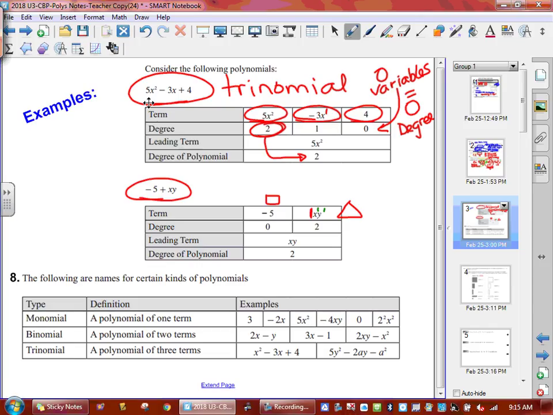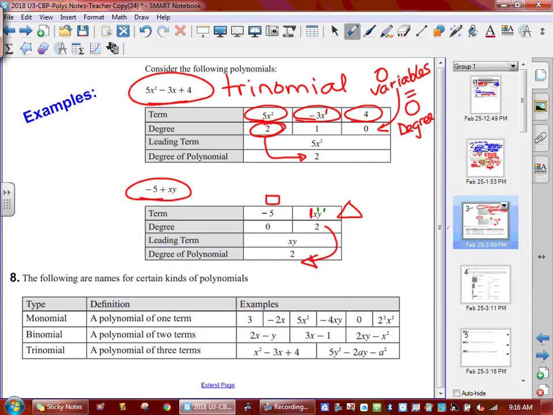So our leading term is the one with the actual biggest degree. Well, if we've got a degree 0 and a degree 2, 2 wins big time. So that means the leading term is actually the xy. It's always the variable ones. And the degree is going to be the degree of that. Okay? Highest degree always wins. And again, that's to name them, to give them their specific name.